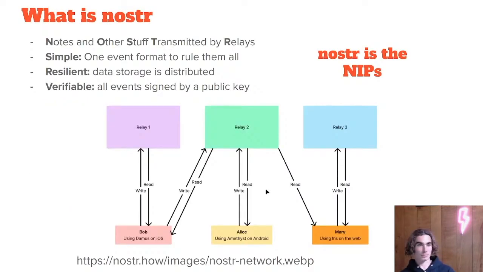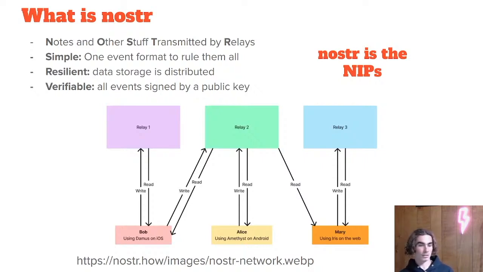So Nostr is kind of hard to explain. If you're in Bitcoin, it's kind of the same thing. When someone asks you what is Bitcoin, there are a lot of different answers you could give. So start with, what does Nostr stand for? Notes and other stuff transmitted by relays. If you can't tell from that, it's pretty general. You can send whatever you want as long as it follows a specific event format.